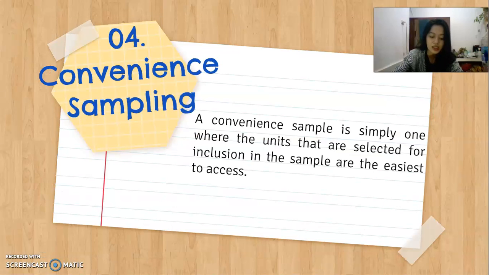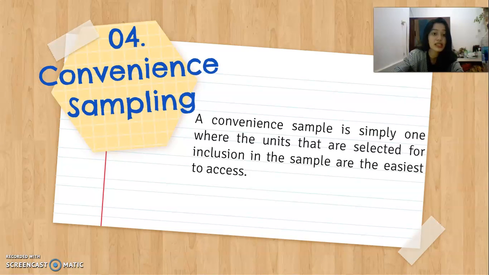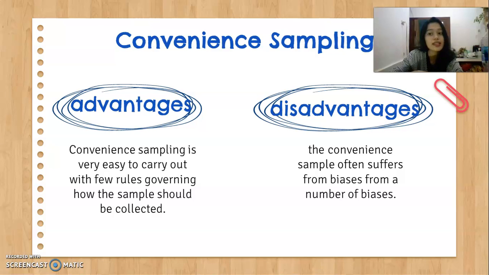And the last is convenience sampling. A convenience sample is a simple one where the units that are selected for inclusion in the sample are the easiest to access. Okay, convenience sampling has advantages and disadvantages. An advantage of convenience sampling is that it is very easy to carry out, with few rules governing how the sample should be collected. And a disadvantage of convenience sampling is that the convenience sample often suffers from a number of biases.